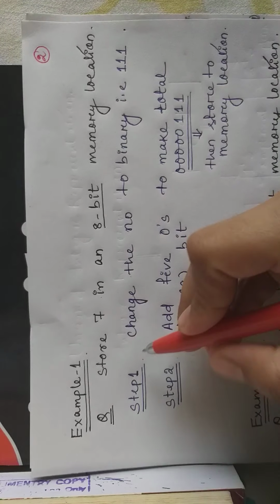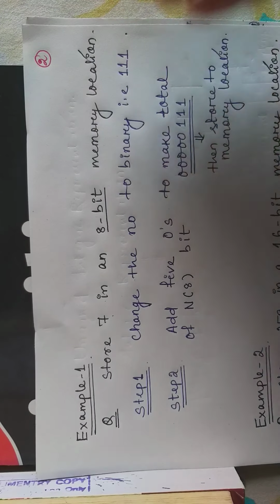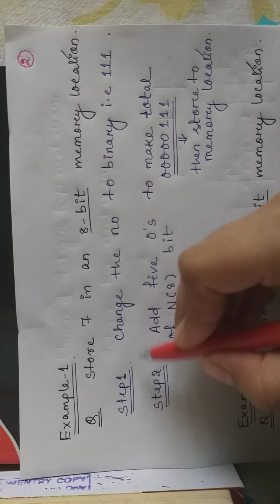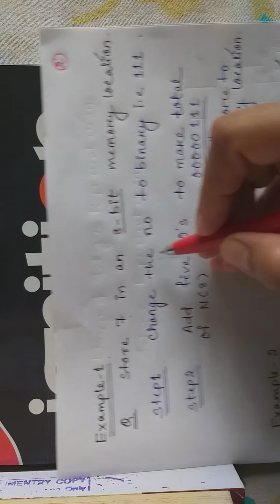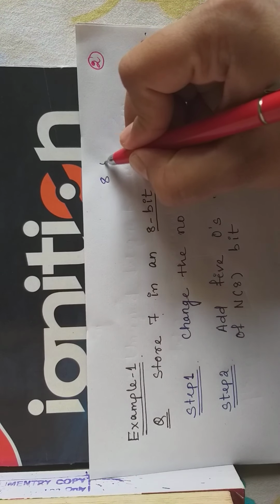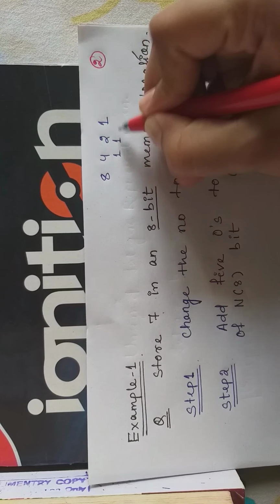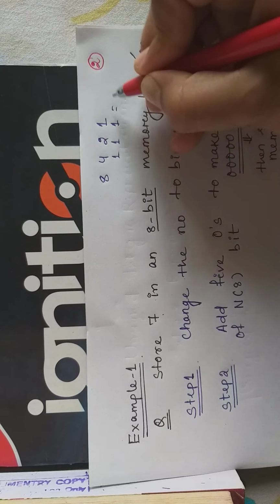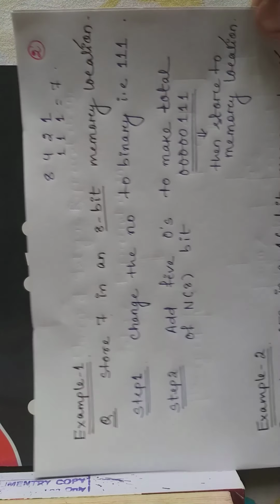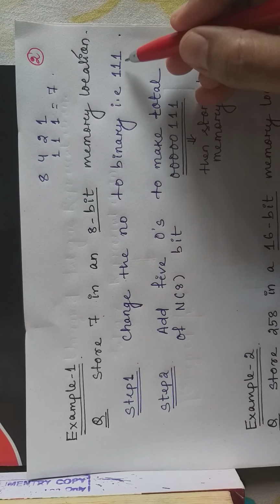Here we are taking an example: store 7 in an 8-bit memory location. First step, change the number to binary, that is 111. 7 means 8 4 2 1, 1 1 1, that means 4 plus 2 plus 1 equal to 7. That means changing the number 7 to binary will be 111.